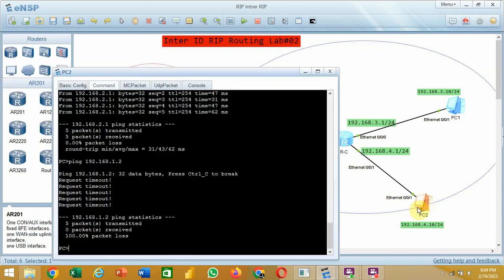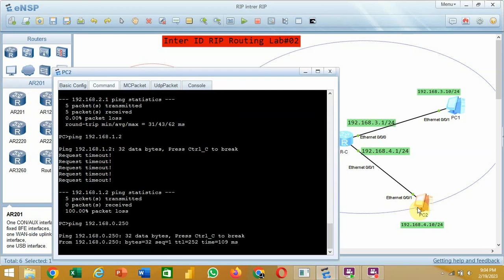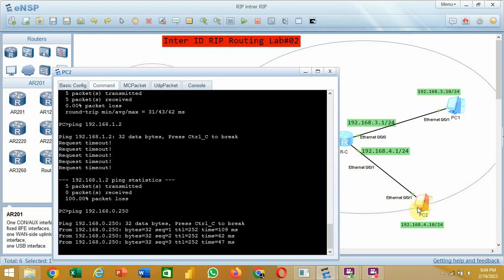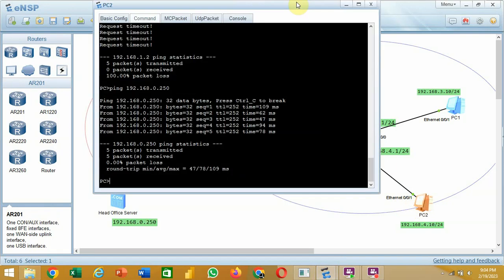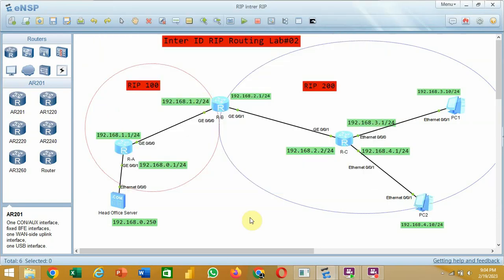Now we can ping 192.168.0.250. As you see, the two devices, the client devices, can communicate with each other.